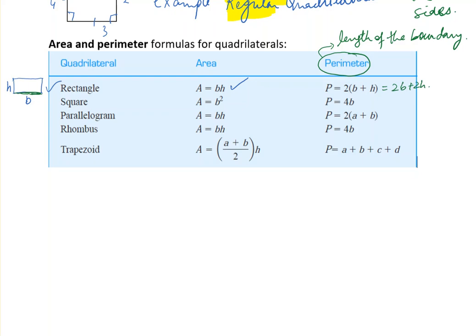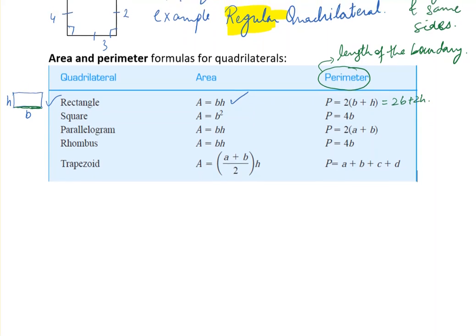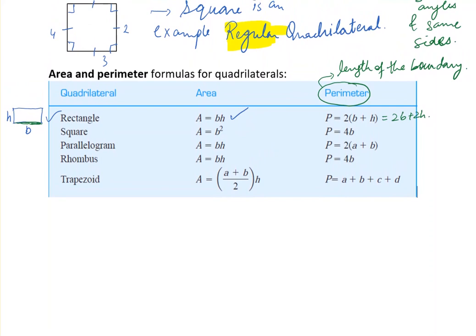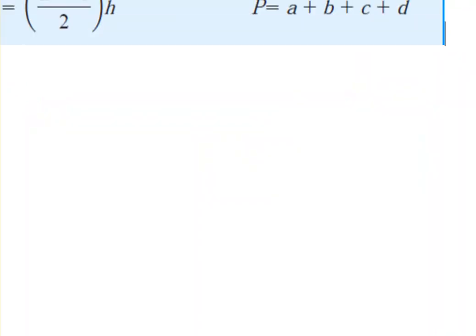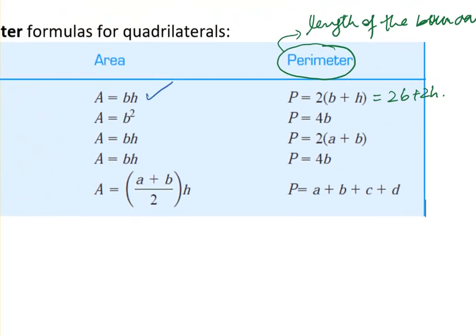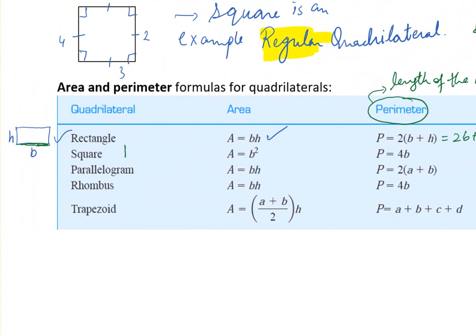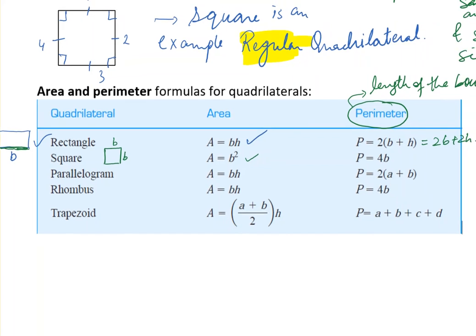Next, we have a square. As we talked about, a square is a shape whose sides are all equal. If you have a square with a side B, something like this, all the sides are equal, so the area is given by B squared. For the perimeter, we just add B plus B plus B plus B, 4 times, and we get 4 times B as our perimeter.